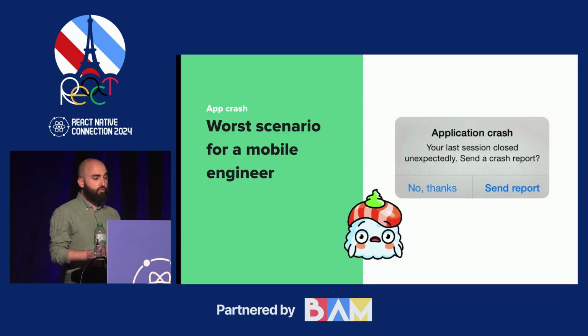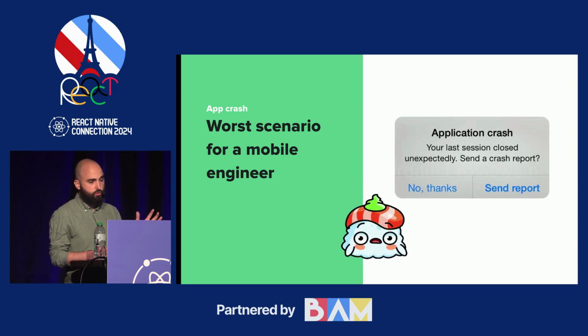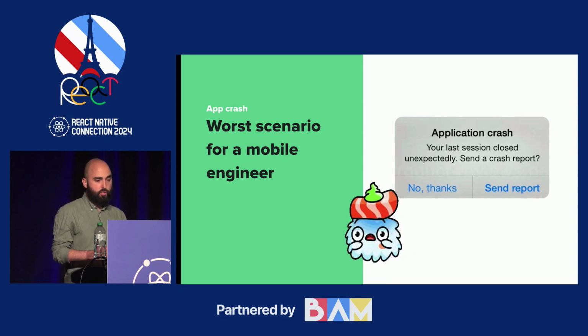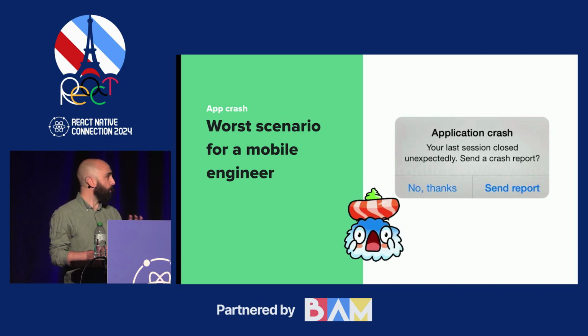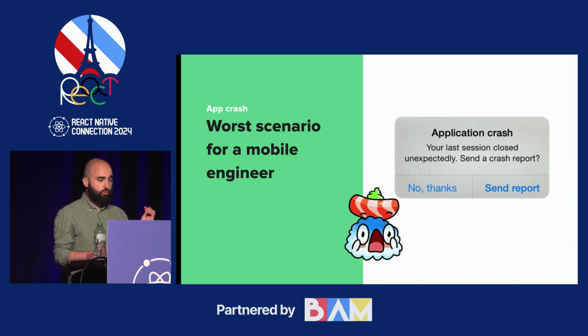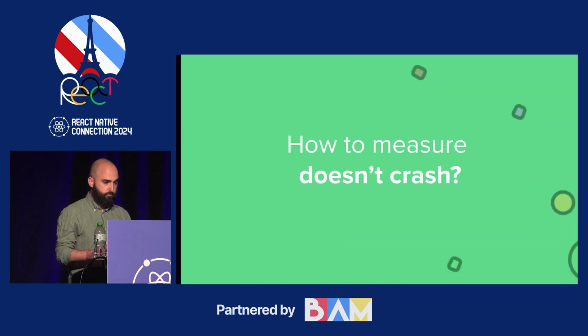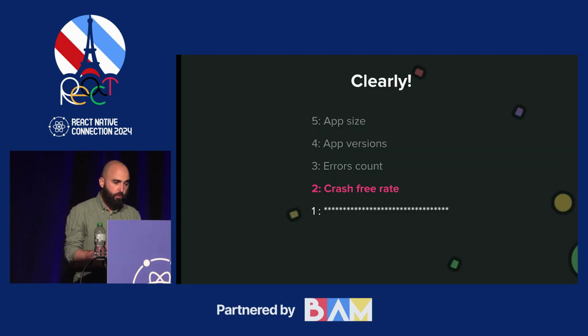Because actually the worst scenario for a mobile engineer is an application crash. And if you have a native crash, it's not something that will be handled by the logger. So it's really important to check it. And how to measure does it crash? Clearly, it's the crash-free rate.